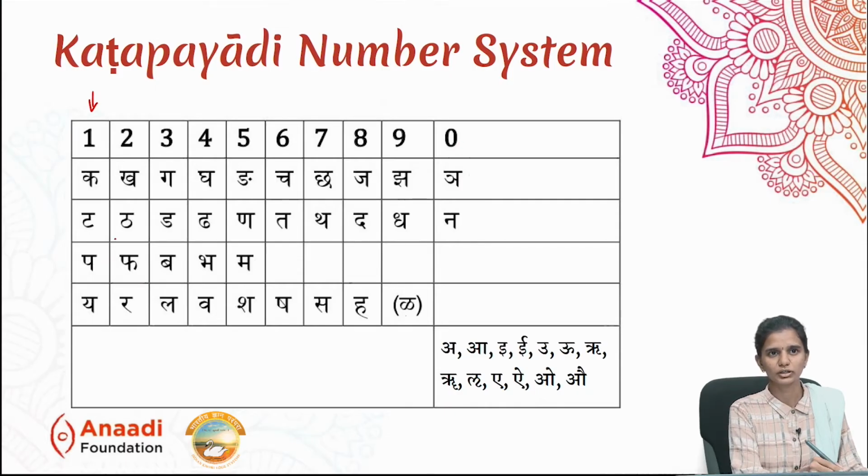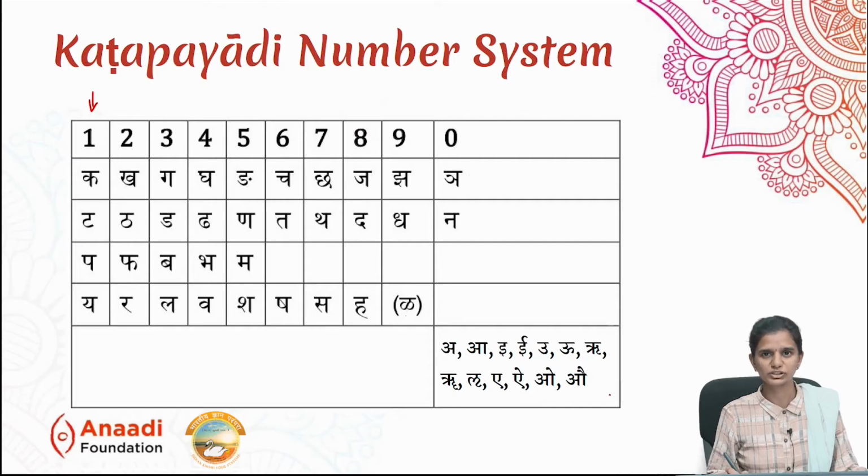Pa will have 1. The same way here Ma will have the value 5. The letter after Ma is Ya, for which the value is already 1. Then Ra will have 2, La will have 3, Va will have 4. The next letter is Sha, for which the value is 5. Sha, Sa, Ha. For Ha, the value is 8. As we previously saw, the standalone vowels will have the value 0.